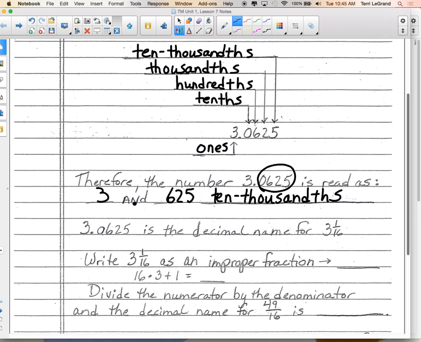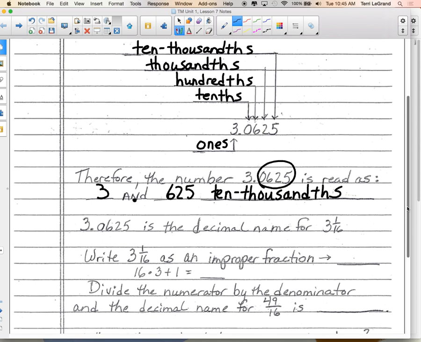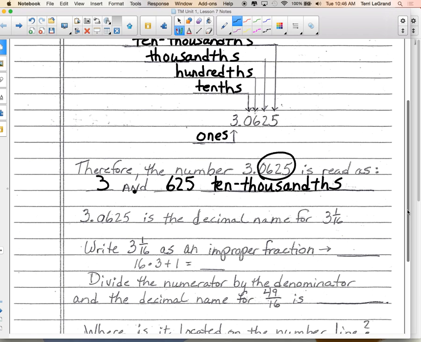So that's how we show somebody that we know decimal numbers. We read them correctly instead of saying, oh, that's 3.0625. You show up and you say, that's 3 and 625 10,000ths. So any questions on that?